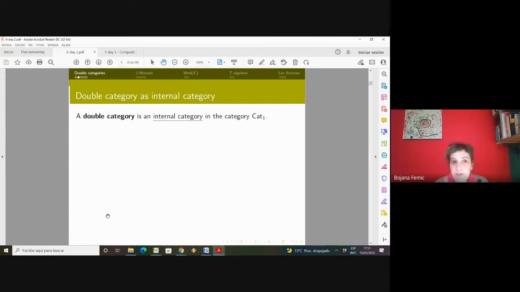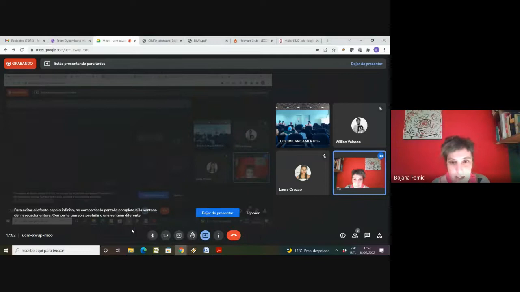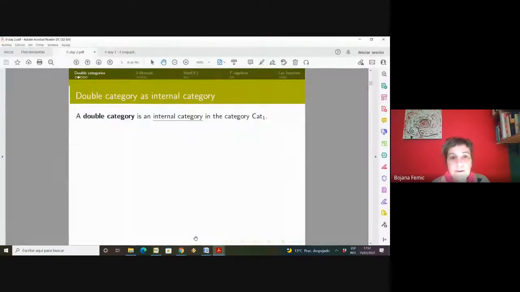Now comes the definition. A double category is an internal category in the category of categories. So this category I denote by Cat1. For objects, it has categories, and for morphisms, it has functors. Now you don't know what internal category means, but I will show you in a moment. Okay, I go on. So what is an internal category, particularly in the category of categories?